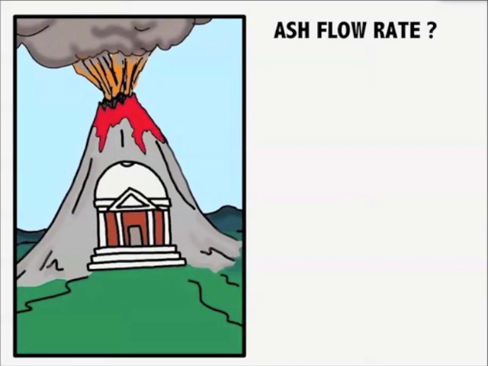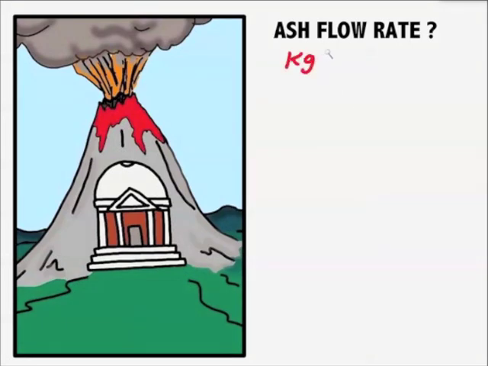So here's the problem we're going to work on. We're going to determine the ash flow rate from the volcano at the rotunda. The ash flow rate is a signal, and to find it, we'll multiply two other signals. One is the ash density inside of the hot gases being released from the volcano. The other is the volumetric flow rate of the hot gases.